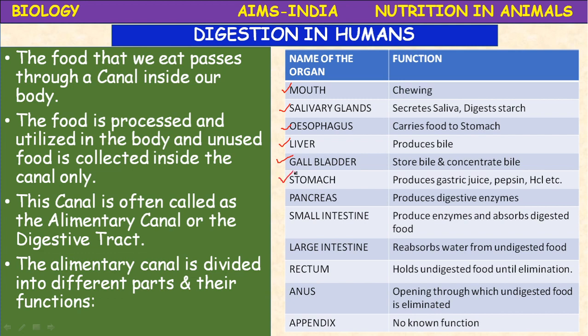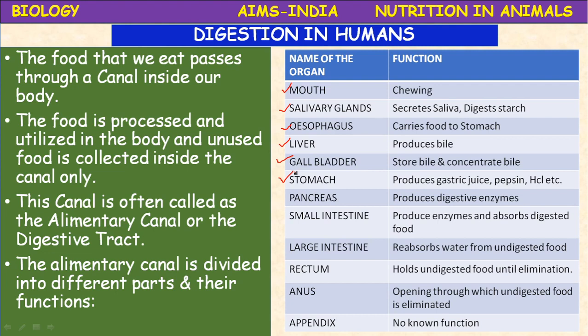Stomach is a bag-like structure, a muscular structure. The main function of the stomach is that it helps in the physical and chemical change of the food material. The movement of the muscles helps in the churning of food, or mixing of the food thoroughly.